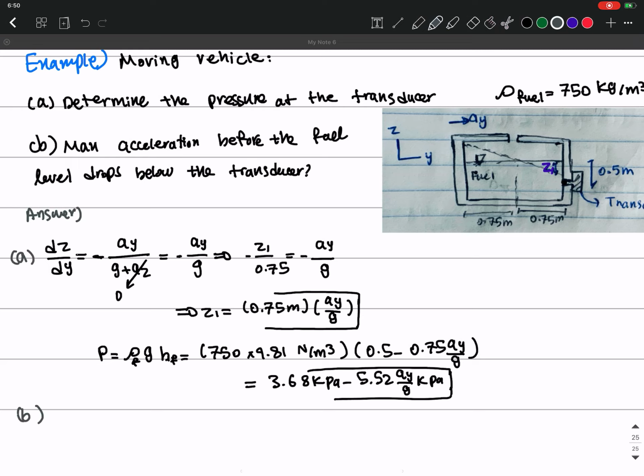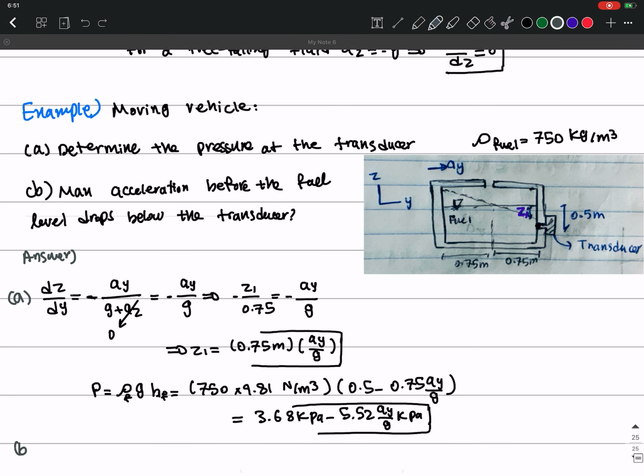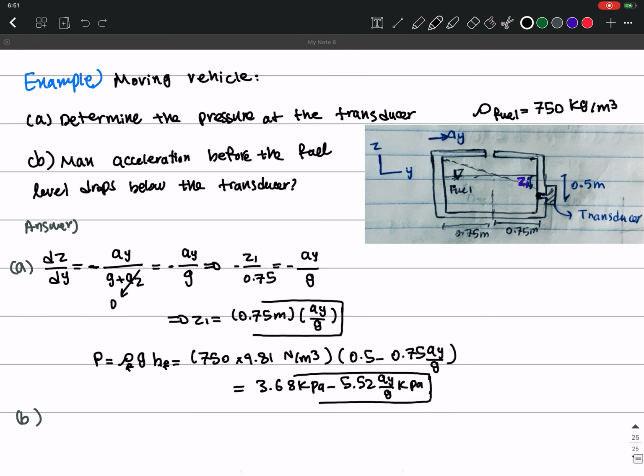And for B, it says maximum acceleration before the fuel level drops below the transducer. So let's see what happens. If we want to find the maximum acceleration where this goes below this, either you can set Z1 to be 0.5, that's one way, or another way is you say once this goes here, then the pressure at the transducer is going to be 0, right? Or P naught, which we can assume is 0. Atmospheric pressure, right? So we don't have any hydrostatic pressure, okay? So AY max happens when P is 0.